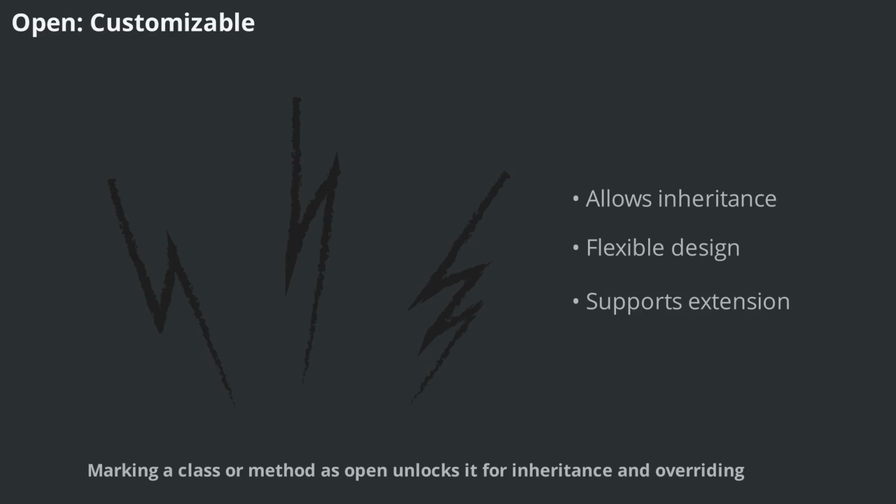Marking a class or method as open unlocks it for inheritance and overriding. Think of a Jeep Wrangler. It's designed so you can remove doors, swap the roof, and customize it. Open classes are great when you want to provide a base for others to build upon, allowing for flexible and extendable code.